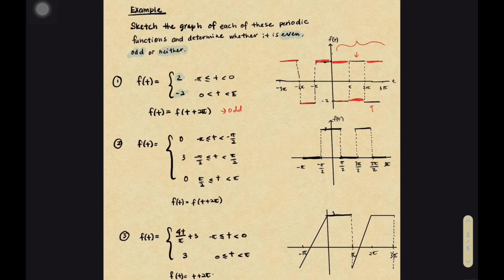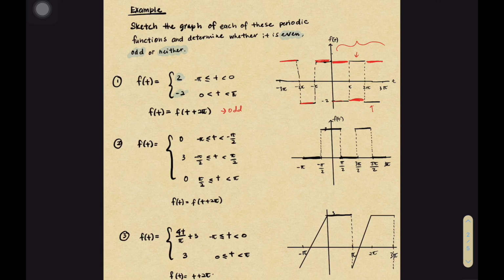Okay, so for the second one, this is also a piecewise function, where you will have your f(t) equal to 0 when t is from negative pi to negative pi over 2. Then you have your f(t) equal to 3 when t is from negative pi over 2 to pi over 2, and you have your f(t) equal to 0 when t is from pi over 2 to pi. So when you sketch this graph, what you get is this one.